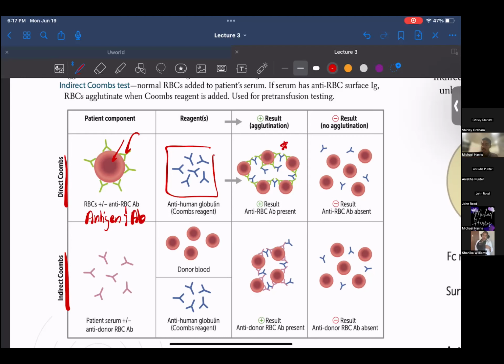Okay? And you can see how these guys we've added are linking the red blood cells together. And what did I say? Whenever you link things together, you group them up, what happens? They precipitate out and you can see them. So that's exactly what's happening here. You're grouping them together so that it's going to precipitate out as agglutination.